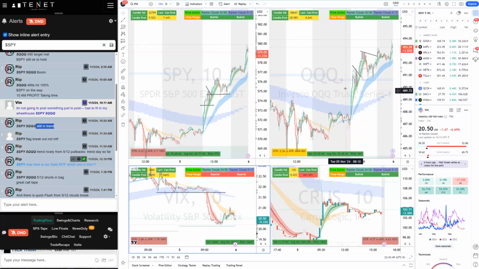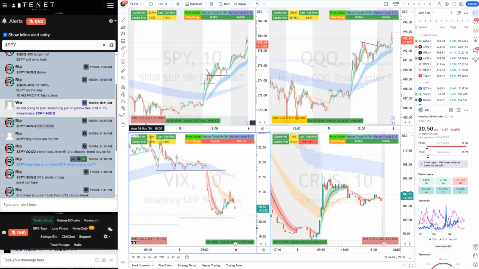QQQ pushed from 1 MTF, went into 10 a.m., started flagging. I did alert the flag break as well in the community, and then we stop out right when this happens, and you can short scalp this setup as well when VIX is bouncing from these MTF clouds. So that was a very simple setup, guys.